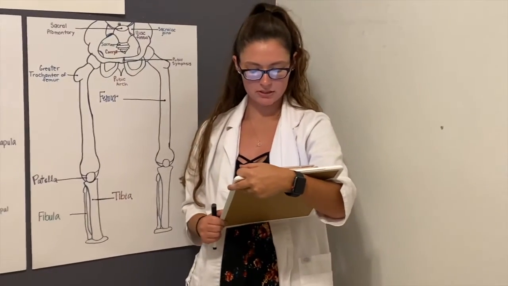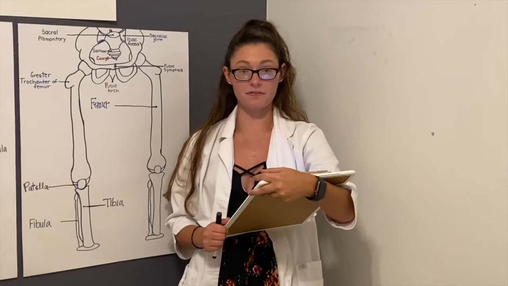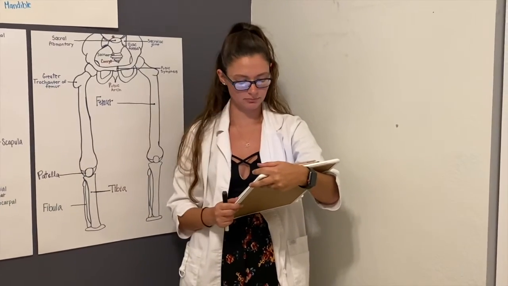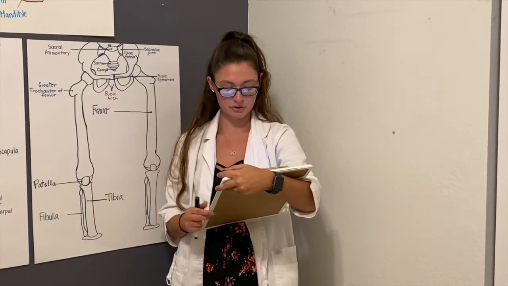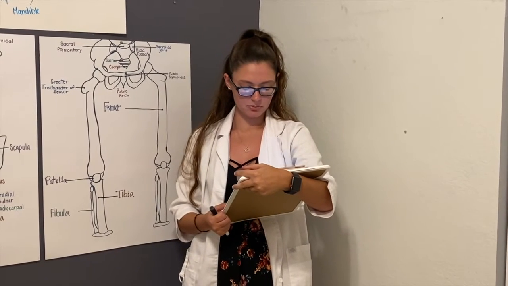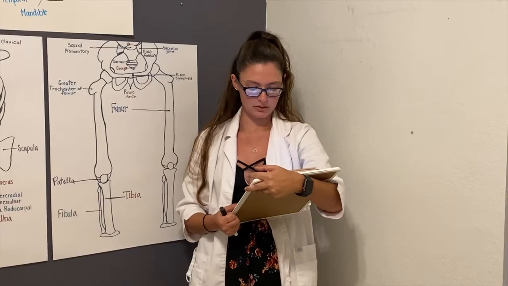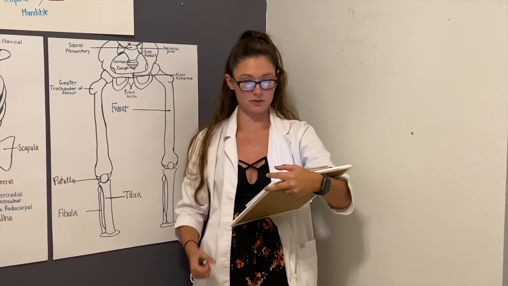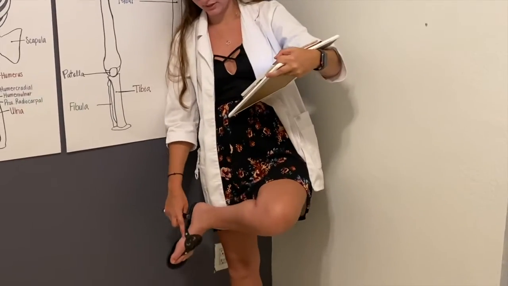The cuboid sits on the outside of the foot near the 5th phalange, which is our little toe. And the cuneiforms, those are 3 small bones, and they are closest to the 5 metatarsal bones. They sit in a row beginning on the inside of the foot and at the end of the cuboid. So the inside of the foot, right here.